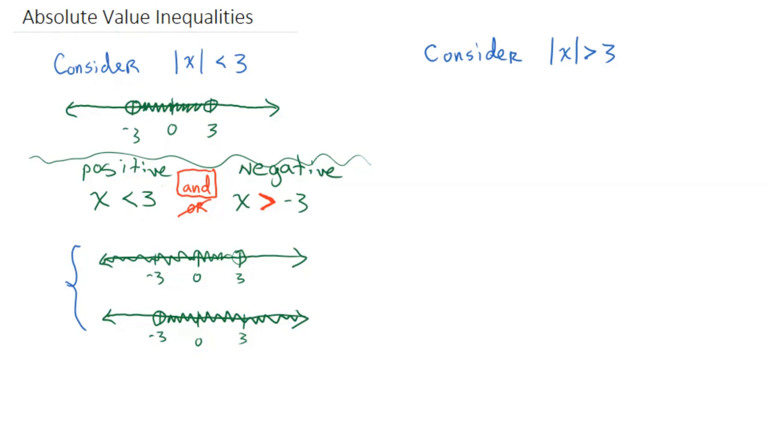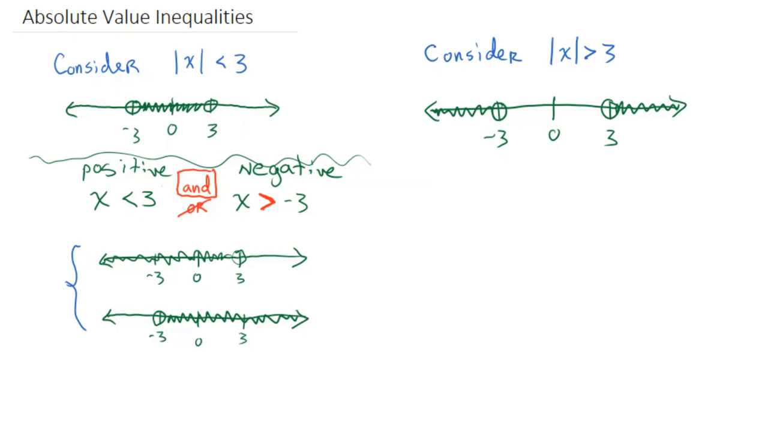So let us consider the exact same inequality, but this time it'll be |x| greater than 3. Conceptually speaking, when we're talking about distance from 0, when we want it to be greater than 3, we want the distance from 0 to be greater than 3. That would be this stuff out here, and this stuff out here. That's where stuff is more than 3 units away from 0. Less than, we're wanting it within 3 units of 0. Greater than, we're wanting it outside of 3 units from 0.